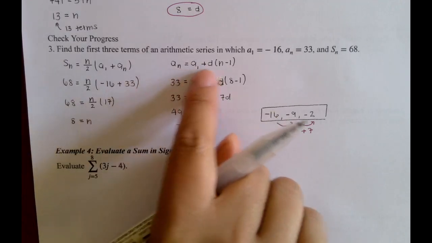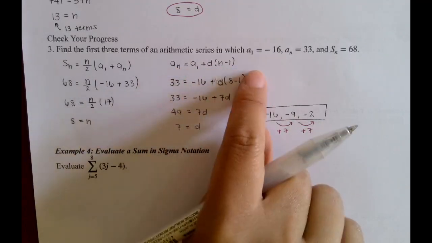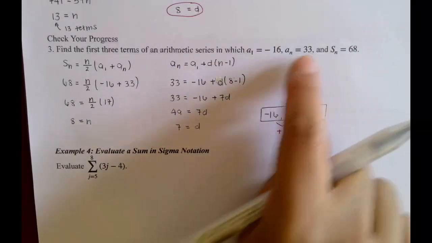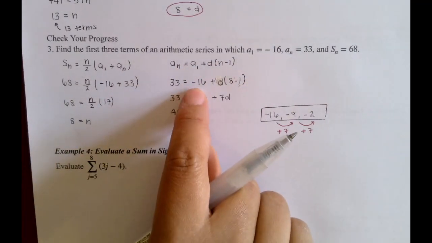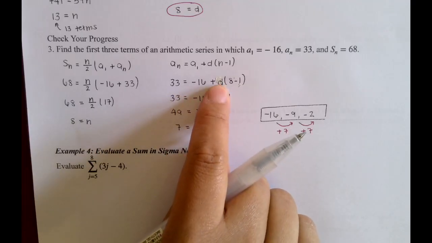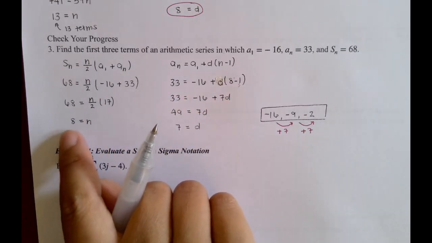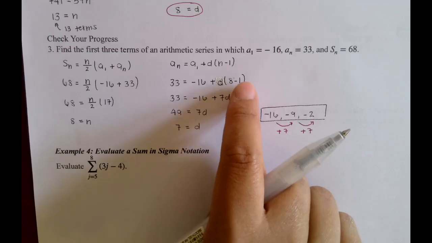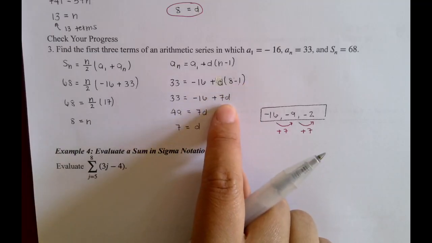So using my arithmetic sequence formula, I plugged in any term, a sub n. So 33 equals my first term, negative 16, plus my common difference. I don't know what that difference is, so I leave it as d. And now that I know that 33 is the 8th term, that's what n stands for, it's 8 minus 1. That gives me 7d here.